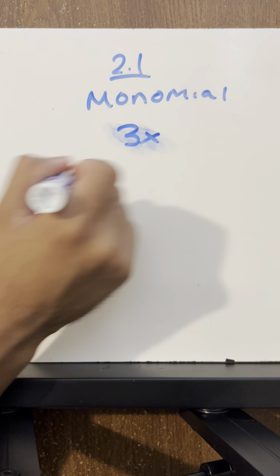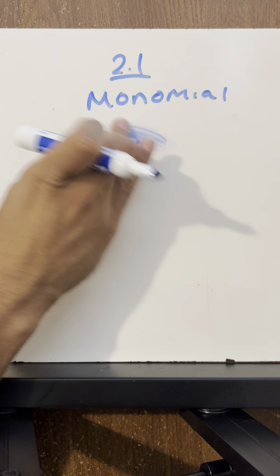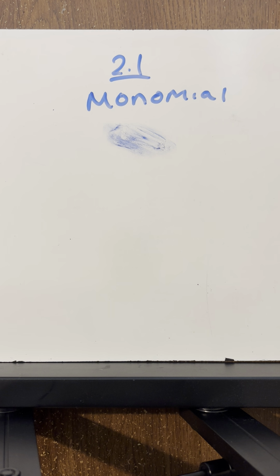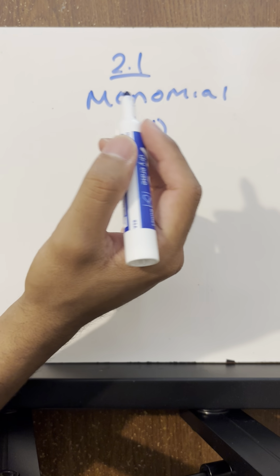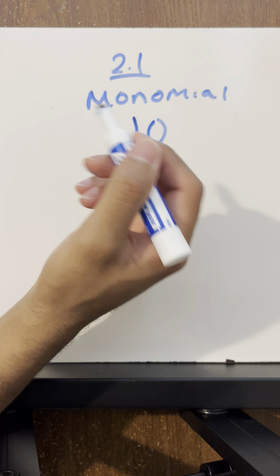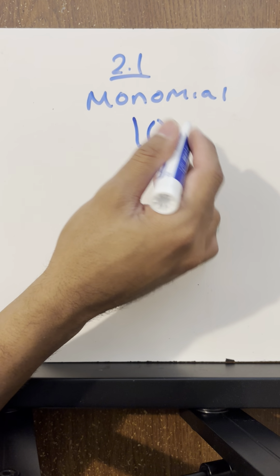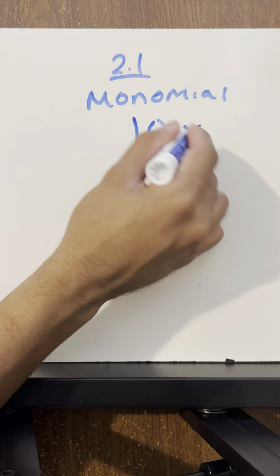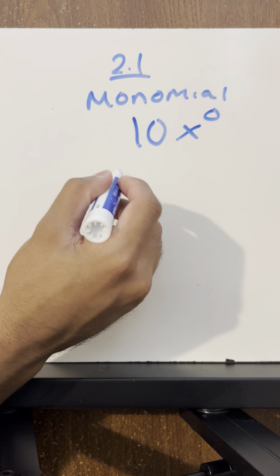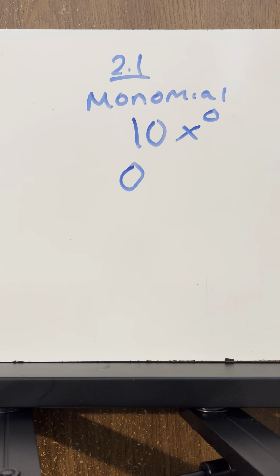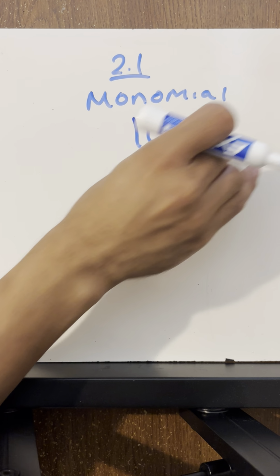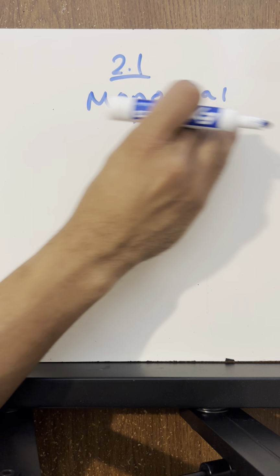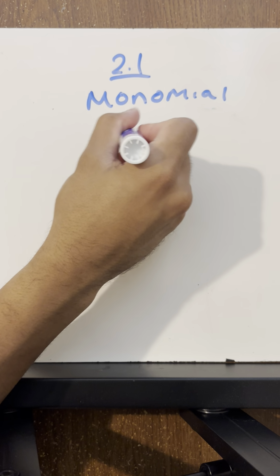3x. Now we need to talk about the degrees of these monomials. If we had 10 as our monomial, to count the degree, we need to count the exponents of any variables attached to our term. We don't see any exponents attached to a term, so it would be x to the 0. So our degree in this case is 0, because anything to the 0 power is 1, so this makes it 10 times 1, which is 10.